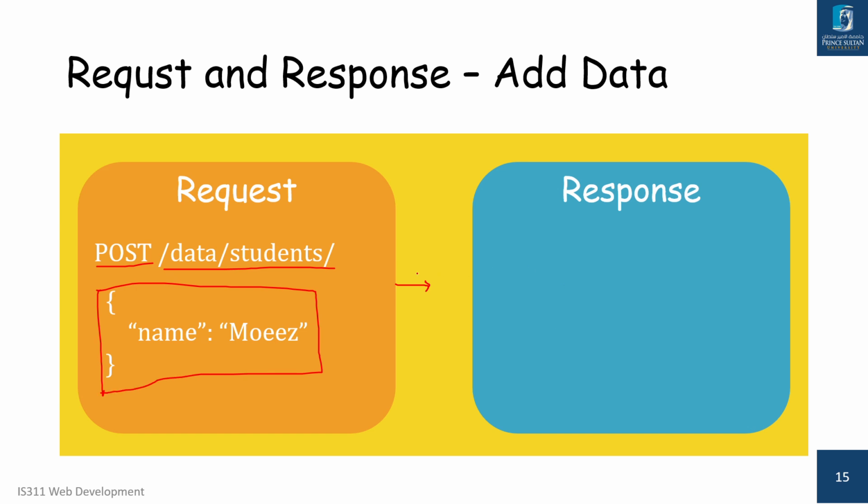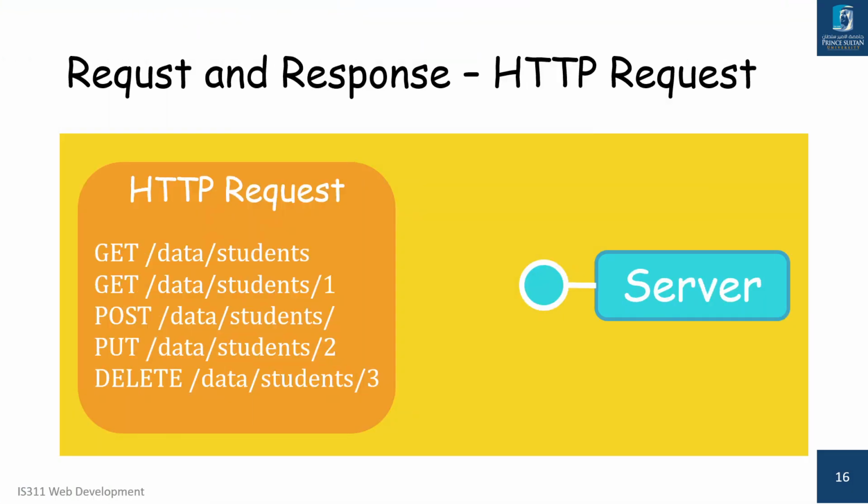The server receives that, and based on the type and the URL, it will identify which specific request has been sent to the server. The server is going to perform that operation and add a new record inside the database or data source. So these are some examples of HTTP requests and responses.